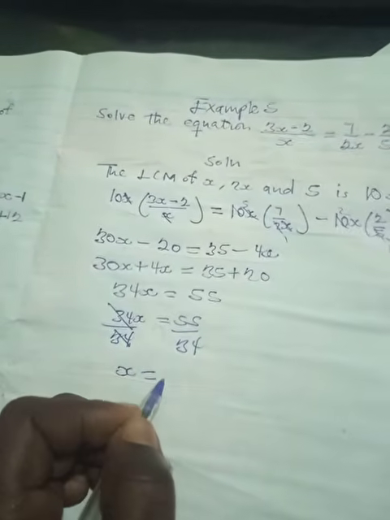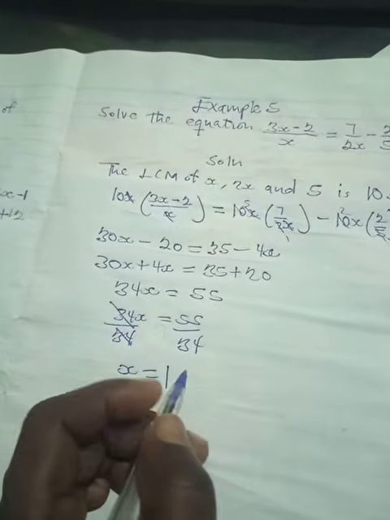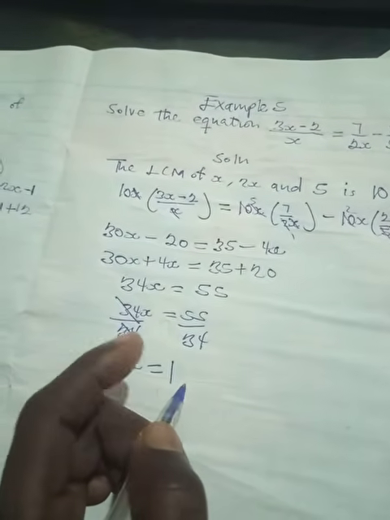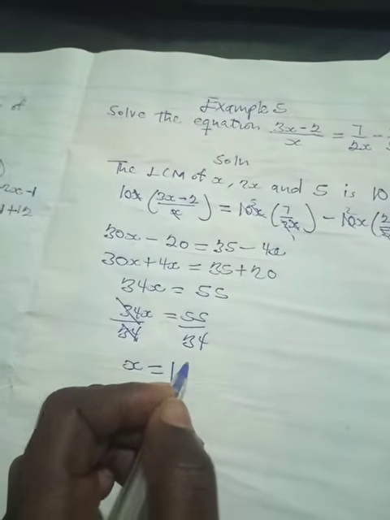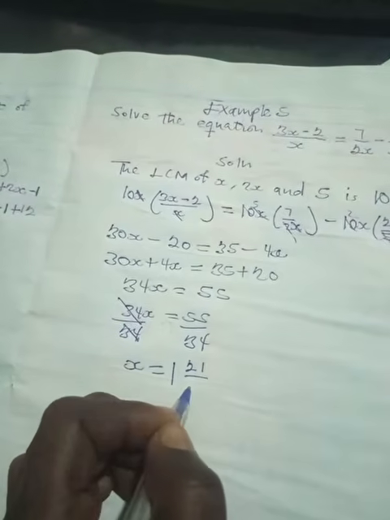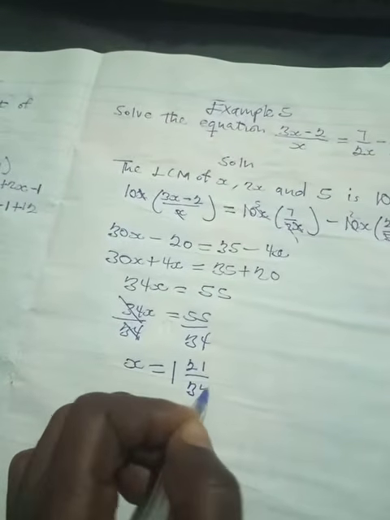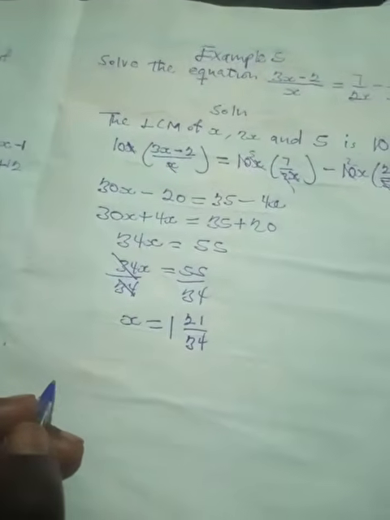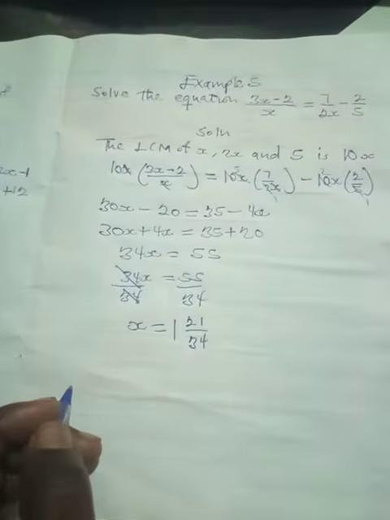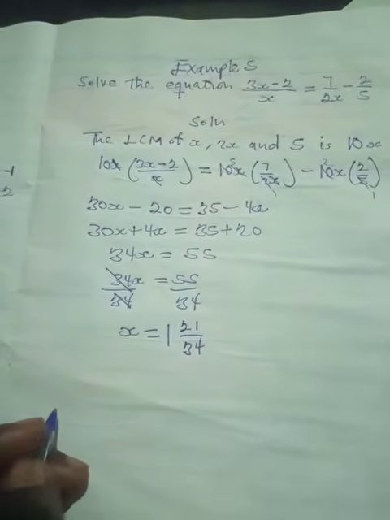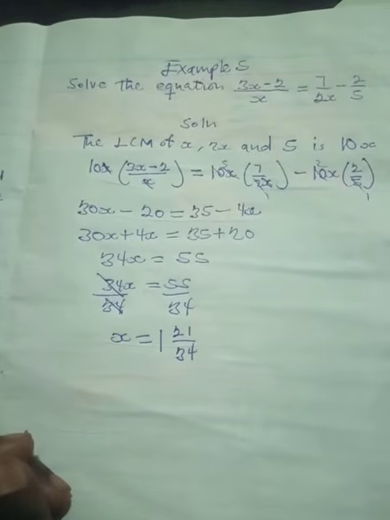So we get one whole number, because 34 can go into 55 once, and the remainder will be 21. So the remainder will be 21 over 34. That is the final answer for this question. So that's the end of the topic linear equation.